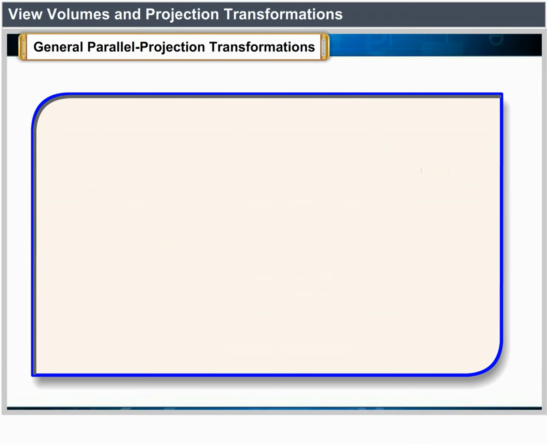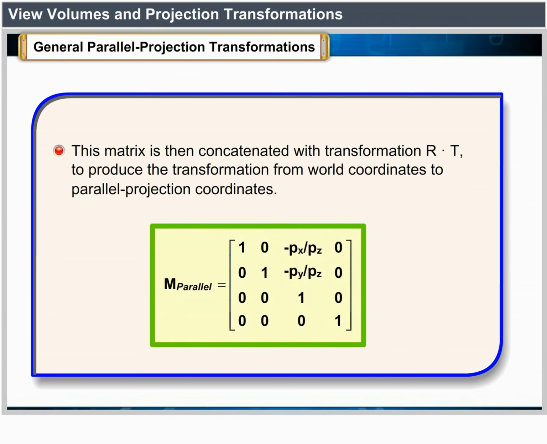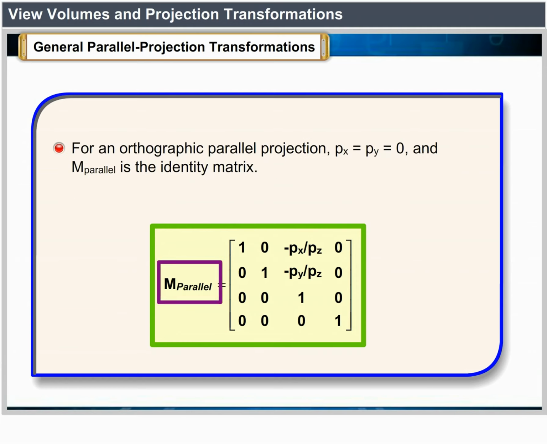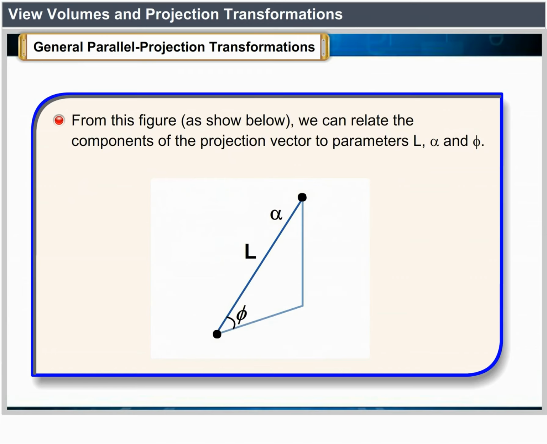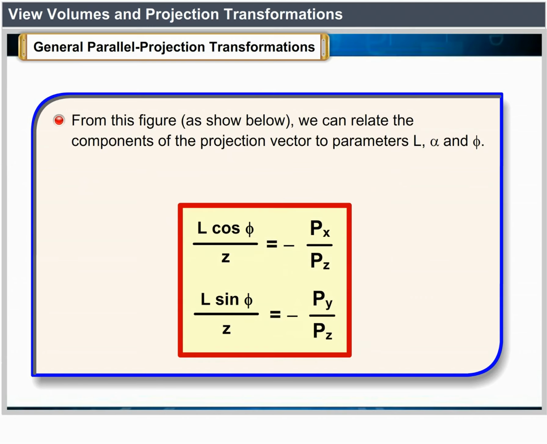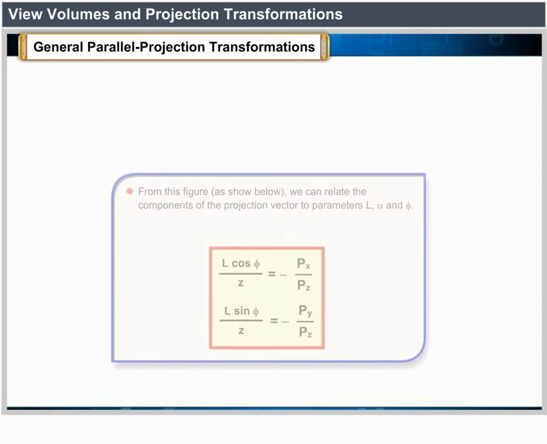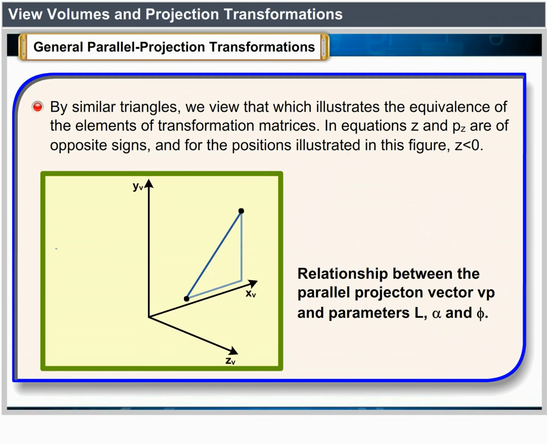This matrix is then concatenated with transformation R and T to produce a transformation from world coordinates to parallel projection coordinates. For an orthographic parallel projection, Px equals Py equals 0 and M parallel is the identity matrix. From this figure, as shown below, we can relate the components of the projection vector to parameters L, alpha, and phi. L cos phi over z equals minus Px over Pz, L sin phi over z equals minus Py over Pz. By similar triangles, we see that which illustrates the equivalence of the elements of transformation matrices.